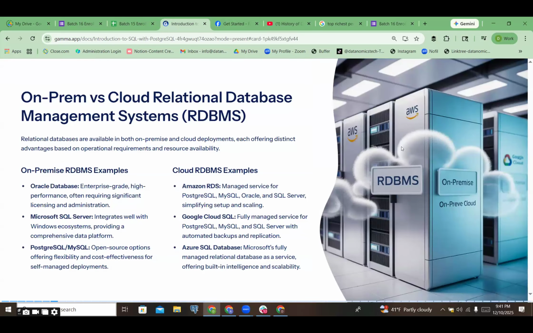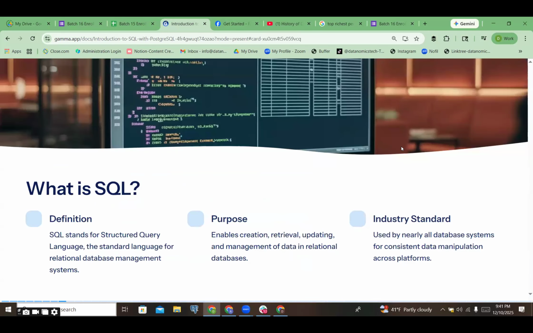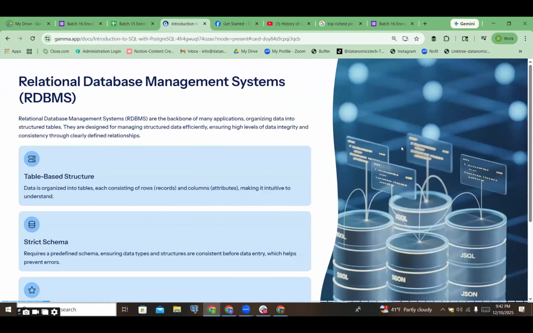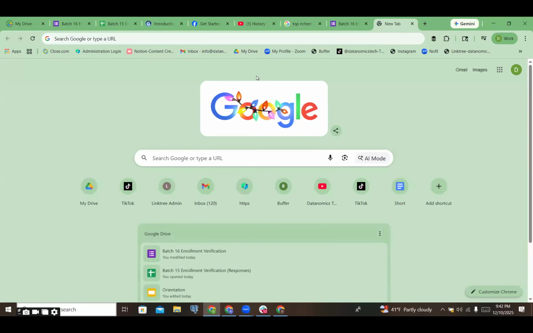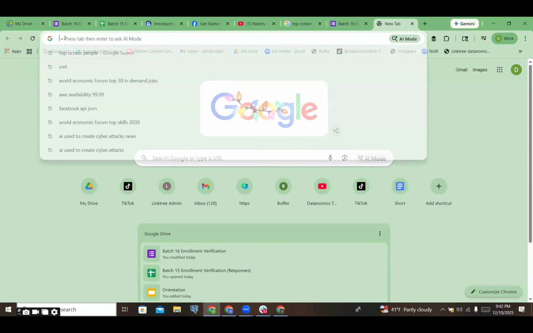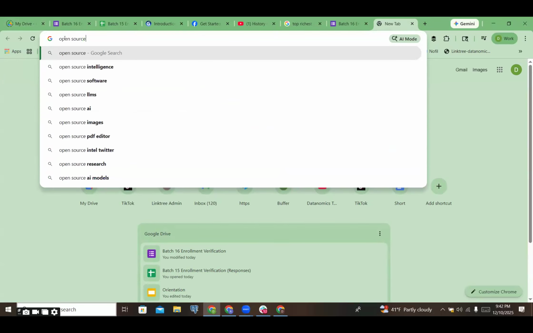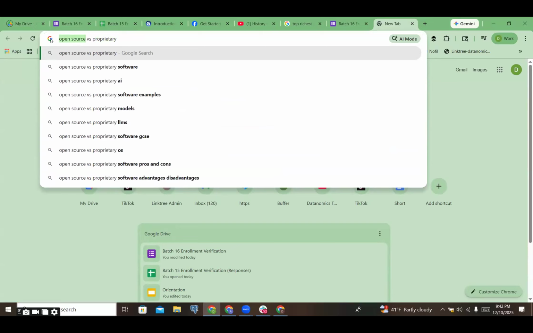All right. And the other distinction that was not discussed here, I'll add one slide about that: open source versus proprietary databases. So what is open source in the sense of software or tools and technologies? What do you think is open source?